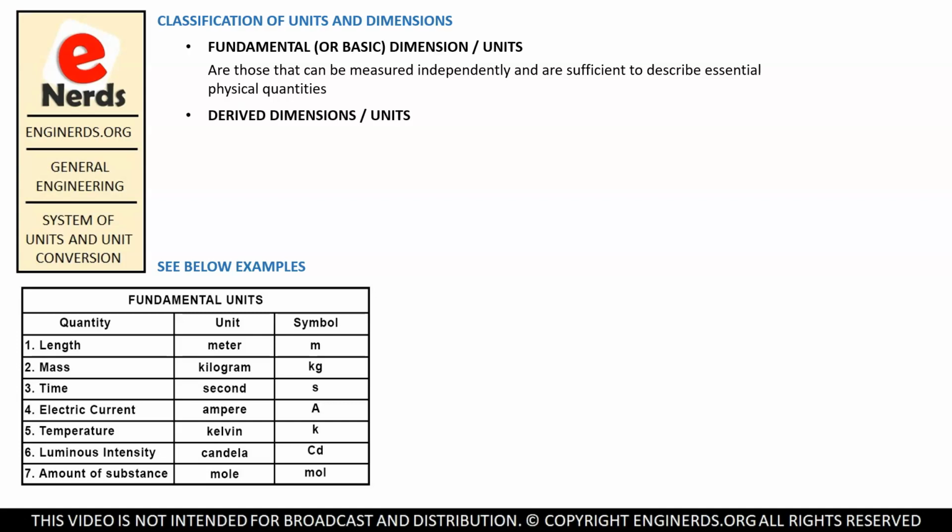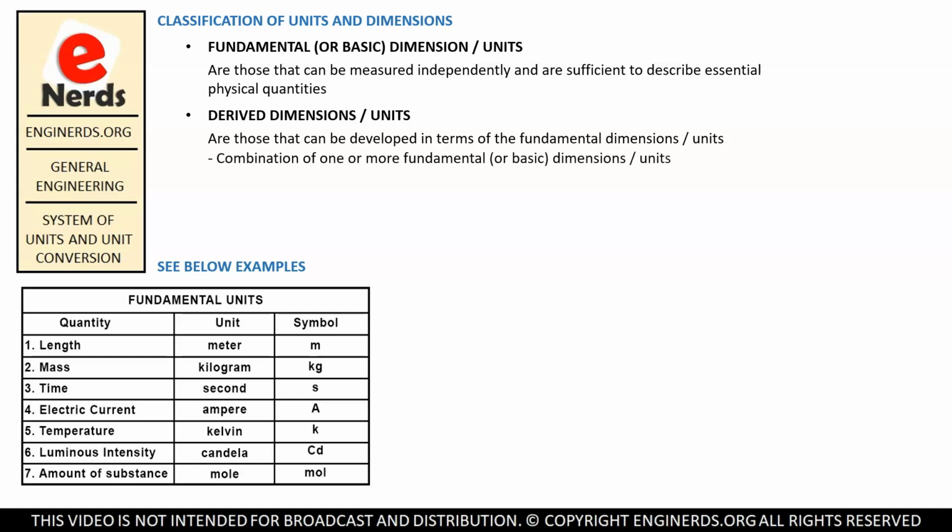And we have here what we call the derived dimensions or units. These are those that can be developed in terms of the fundamental dimensions or units. In other words, these are the combination of one or more fundamental dimension or units.